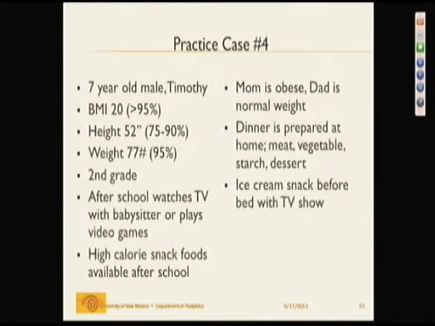Okay, case 4. This is a 7-year-old male, Timothy. His BMI is 20. It's greater than the 95th percentile.